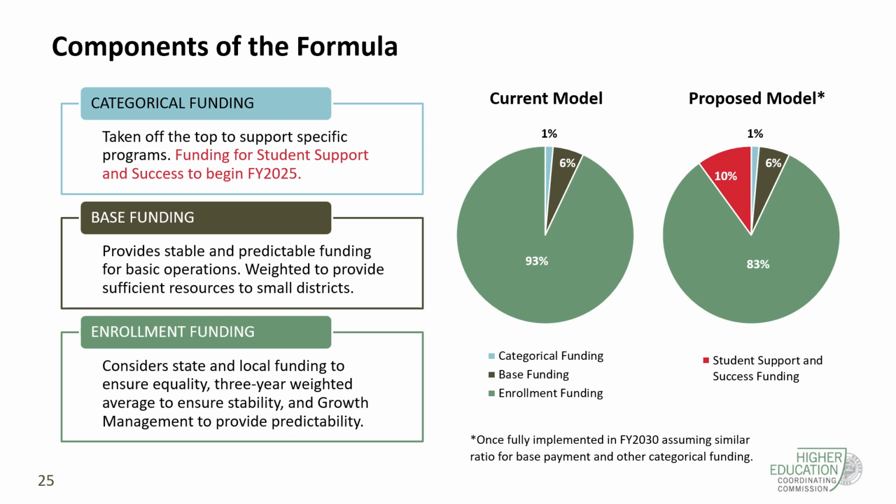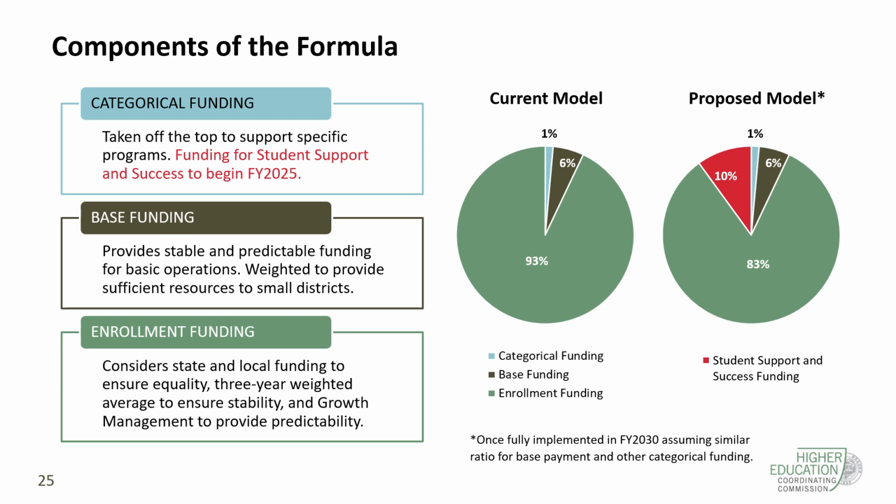We reiterate this to show you that the current model in the middle of this chart shows that 93% of the funding is distributed solely for enrollment. Under the proposed model, with the recommended changes we're making, that total will drop by about 10% because the 10% will now be allocated for student support and student success, which are the two new set-asides that we're recommending for inclusion in the formula. That 10%, of course, will be once the formula is fully implemented.